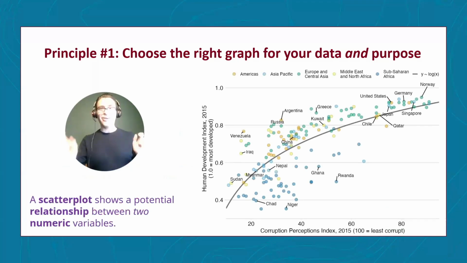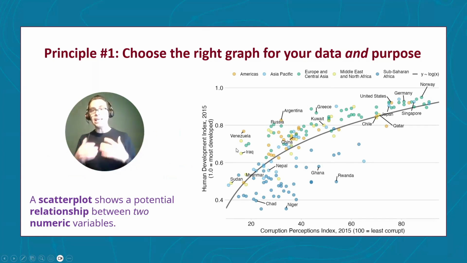So let's go ahead and look at some of the most common types of graphs to see what kinds of data they were built to display. First, we'll start with the age-old scatter plot. Here, points are representing individual observations, with each point's X and Y position indicating that point's values for two different numeric variables along the X and Y axes.